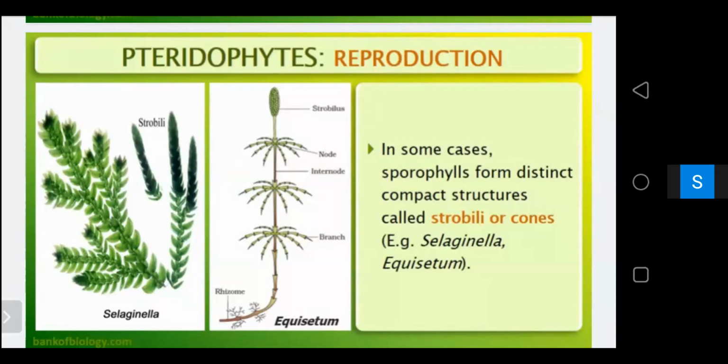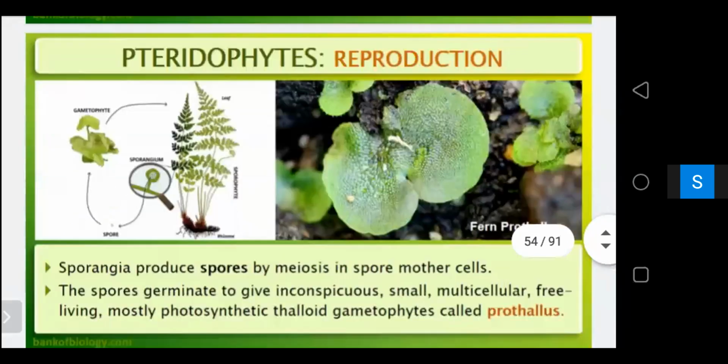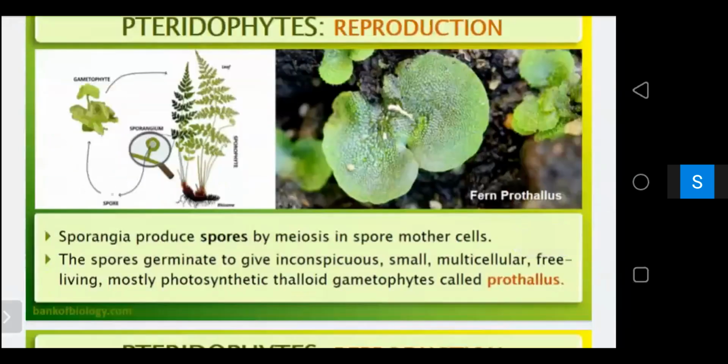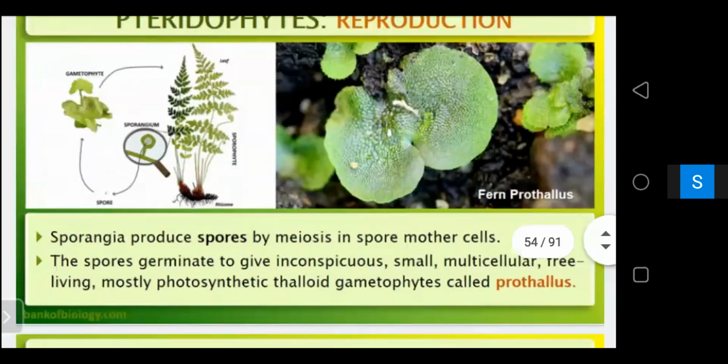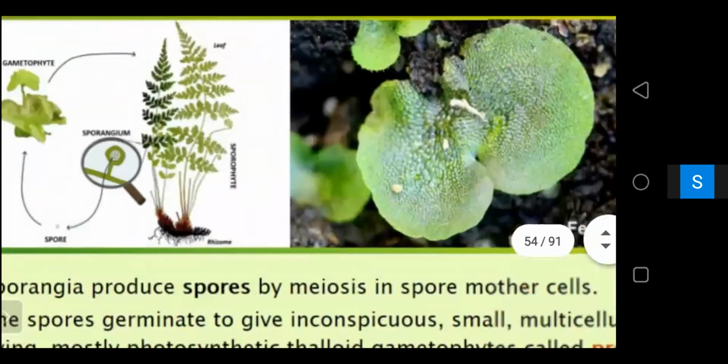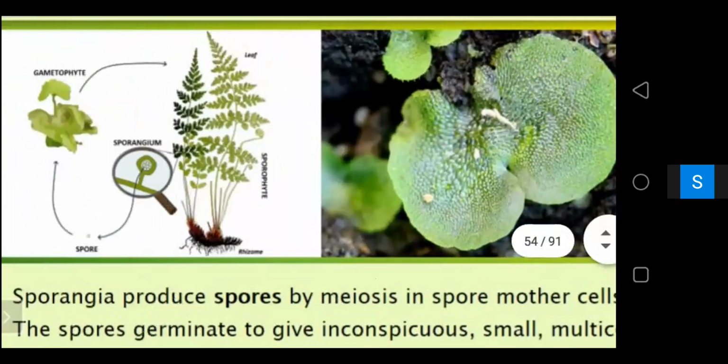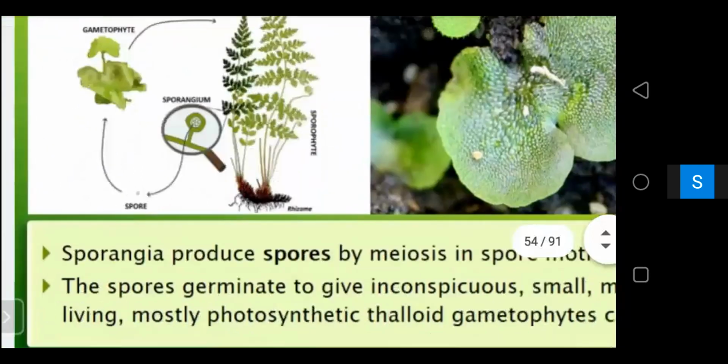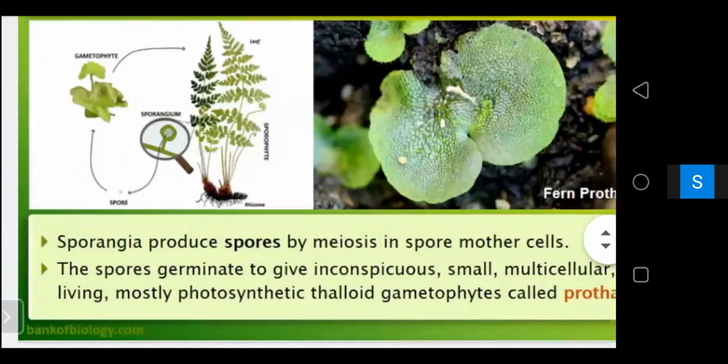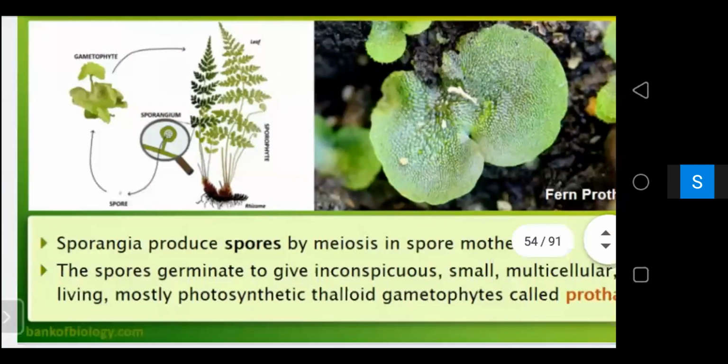It is mainly seen in the gymnosperm, but it is only in some cases. It looks like this. The sporangia produce spores by meiosis in spore mother cells. You can see the sporangia, that is the sporophyte body. The sporophyte body has sporangium. In the sporangium, spores are produced by meiosis because it is a diploid body and spores are haploid, and they are produced by the spore mother cell.